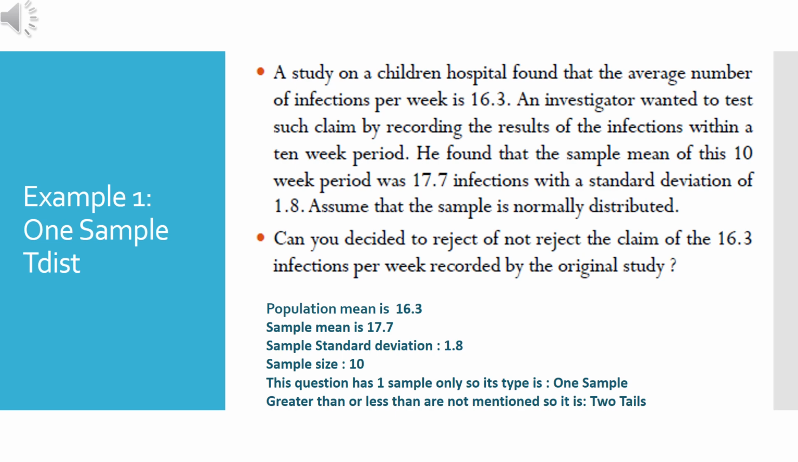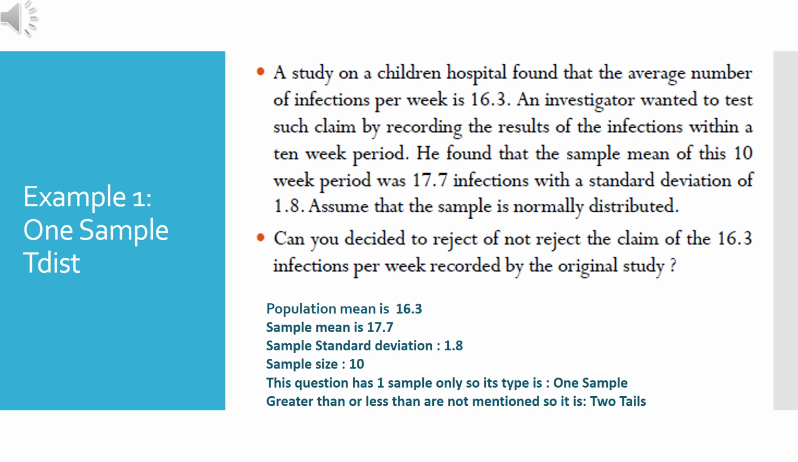So from this question, we see that the population mean is 16.3. The sample mean is 17.7. The standard deviation is 1.8. And the sample size is 10. The assumption that the sample is normally distributed, we usually put this assumption when we solve any tdist question.